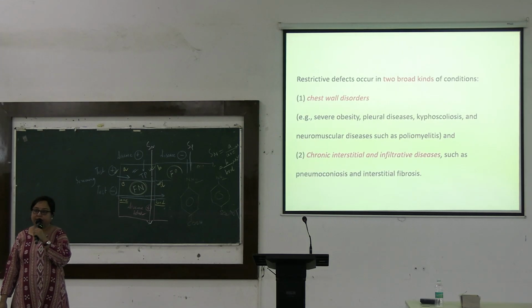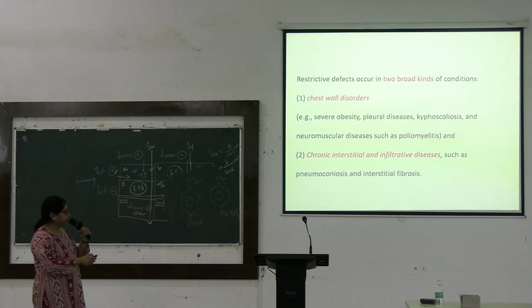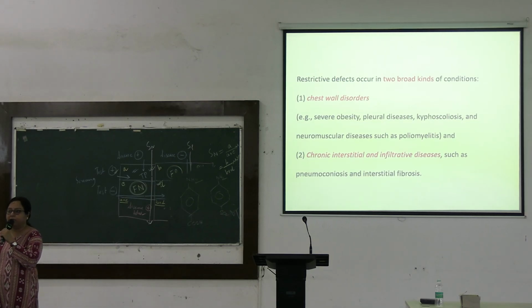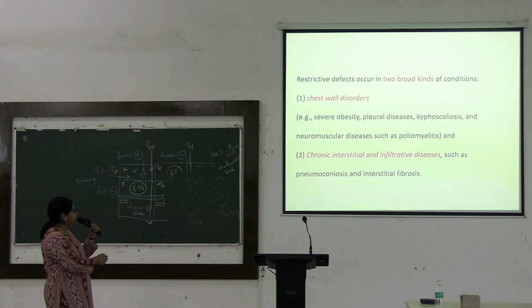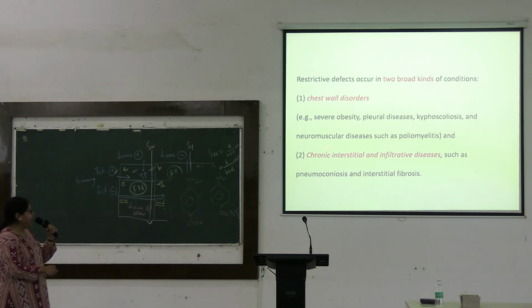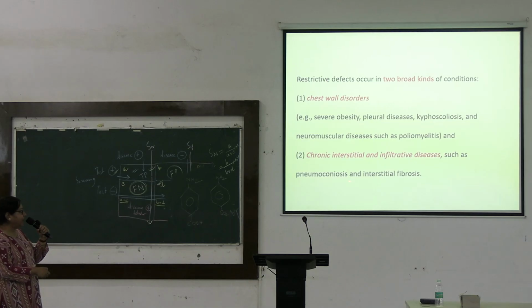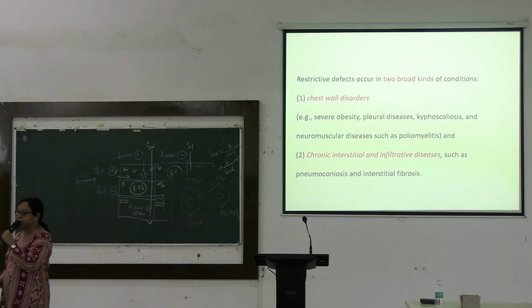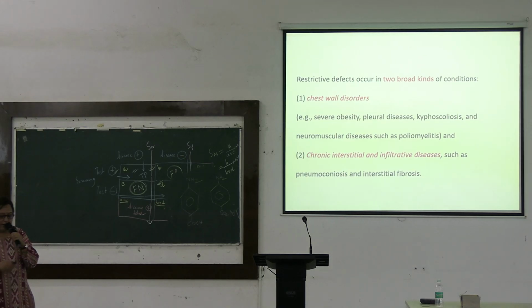There are two kinds of restrictive airway disease, and you should just know the names for today's class. That is chest wall disorders, and chronic interstitial and infiltrative disease. In chest wall disorders, the examples are severe obesity, pleural disease, and kyphoscoliosis. In chronic interstitial and infiltrative disease, we have pneumoconiosis and interstitial fibrosis. So this was in brief the difference between obstructive and restrictive, and also the types of restrictive airway disease.